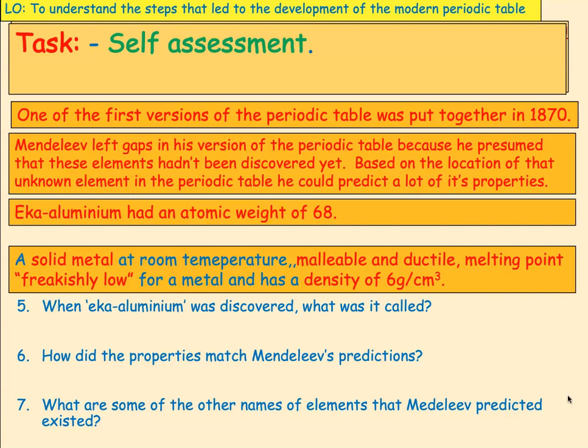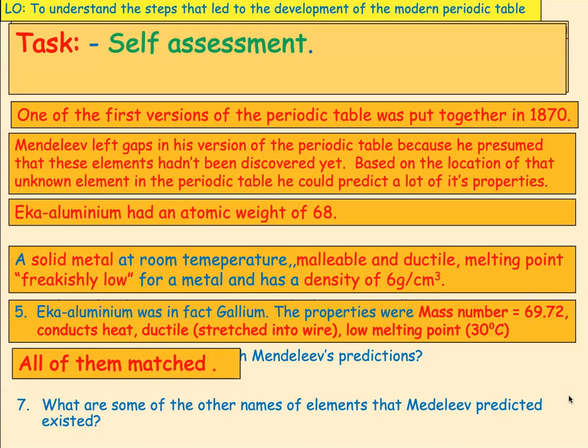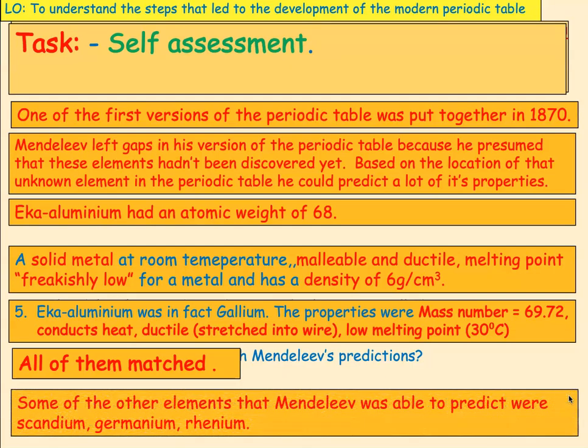When it was discovered, what was it called? Well, it was called gallium, and its properties matched very closely to what Mendeleev said. It had a mass number of 69.72. It did conduct heat. It was malleable and ductile, and its melting point was, as Mendeleev said, freakishly low at 30 degrees, so that it could melt in your hand. How did the properties match Mendeleev's predictions? All of them matched. What are some of the other names of elements that Mendeleev predicted existed? Some of the other elements are scandium, germanium, and rhenium.